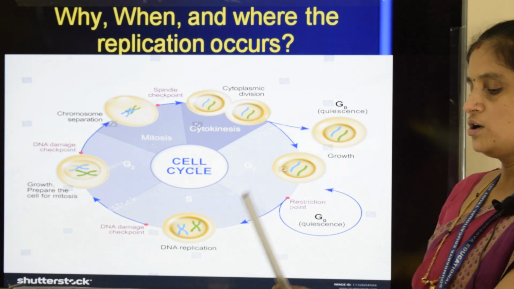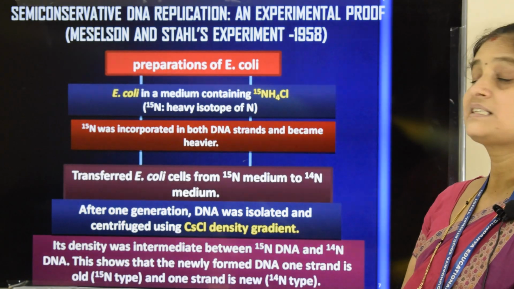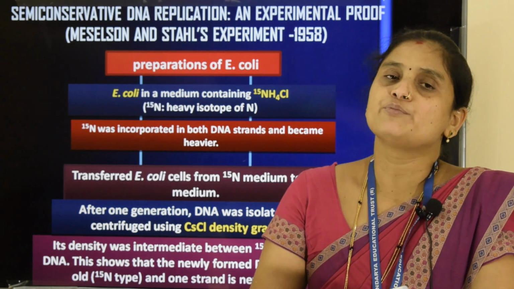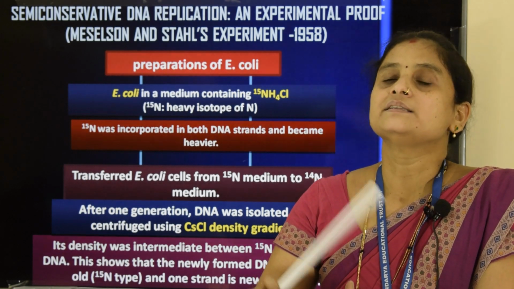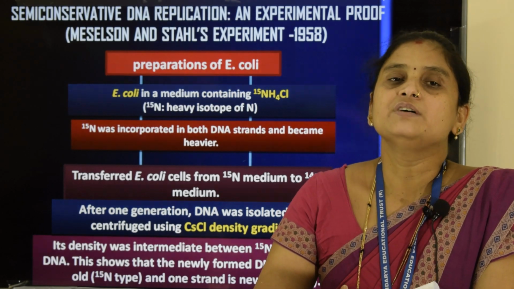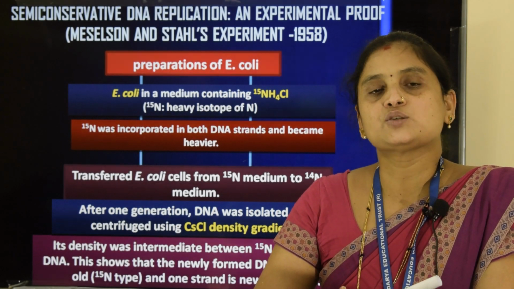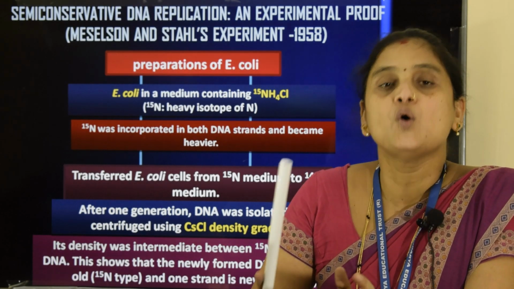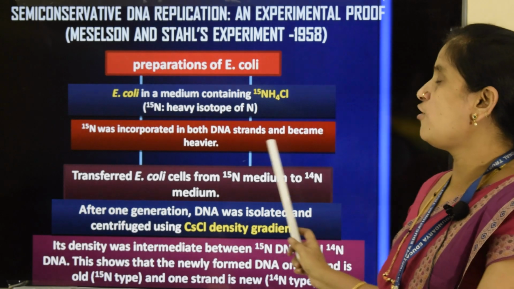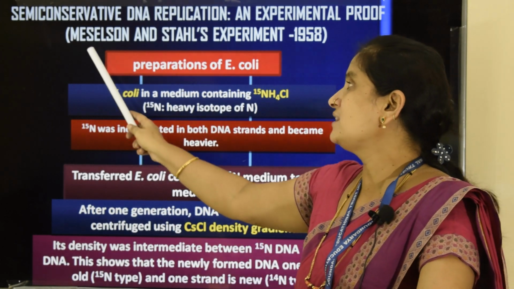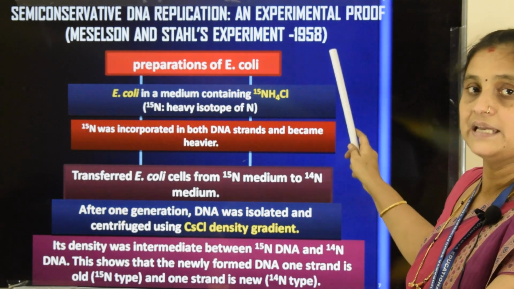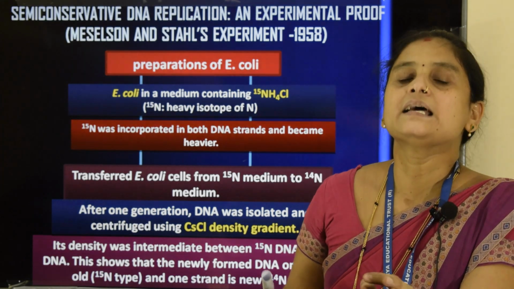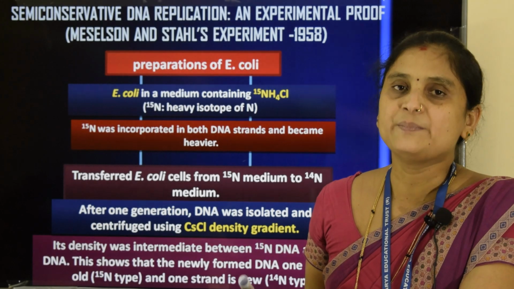Okay, now we shall move on to the next slide, where we are going to focus on the semi-conservative method of DNA replication. Before learning the exact mechanism of DNA replication, this is one of the experimental proofs that DNA replication always occurs by the semi-conservative method. This experiment was performed by two scientists, Matthew Meselson and Franklin Stahl, in the year 1958.